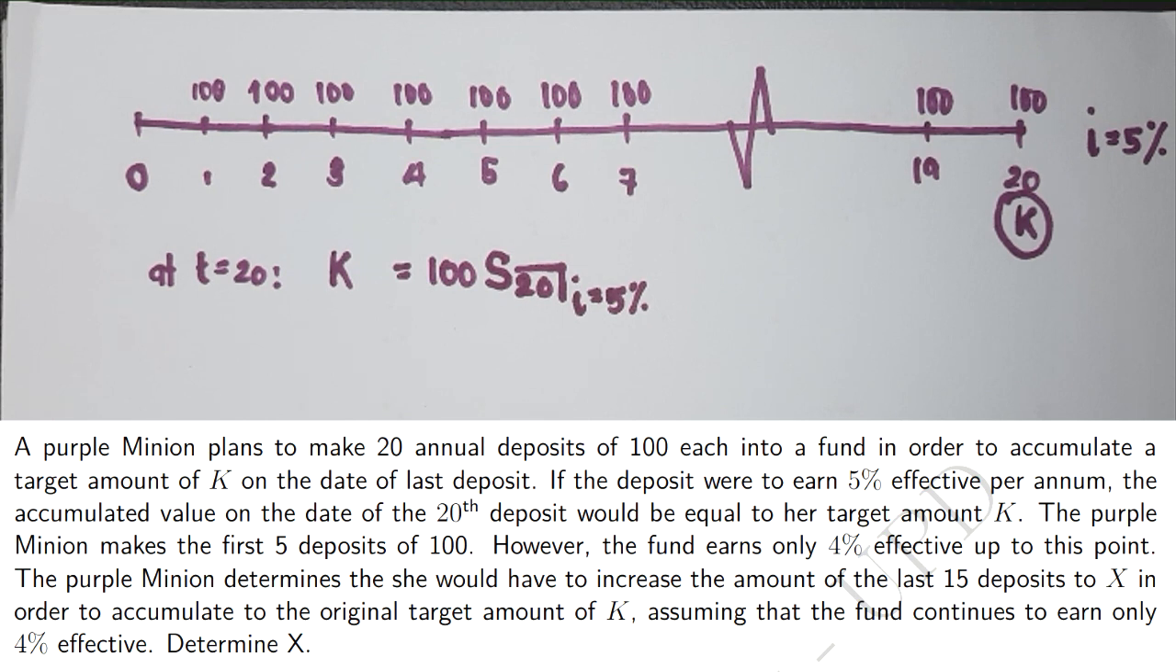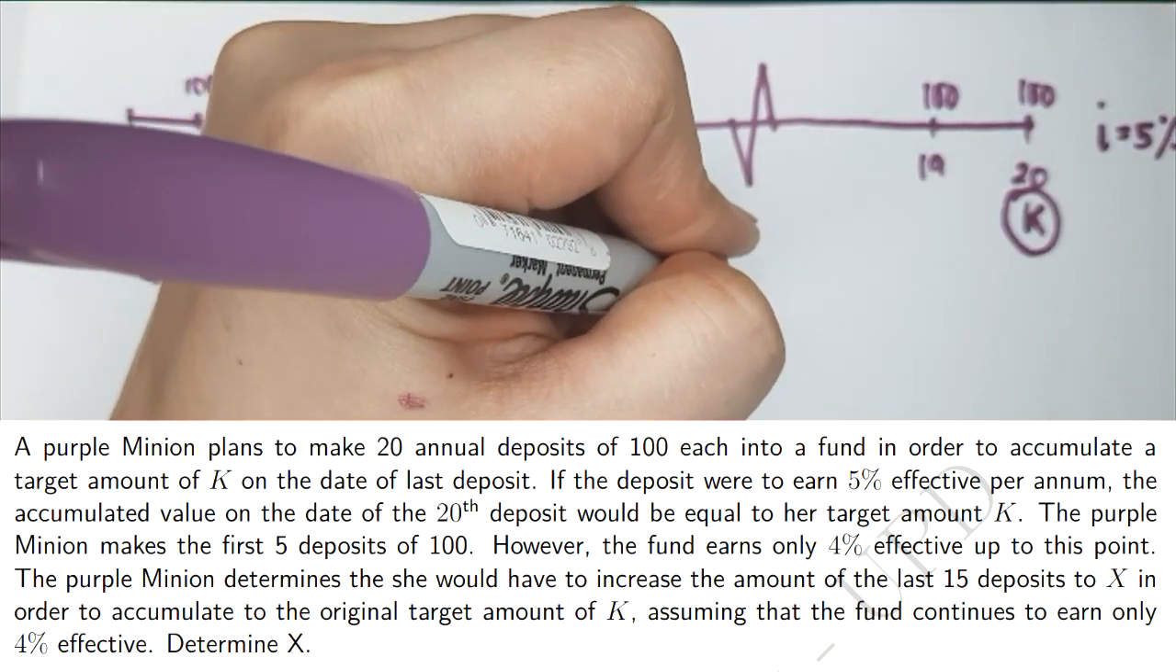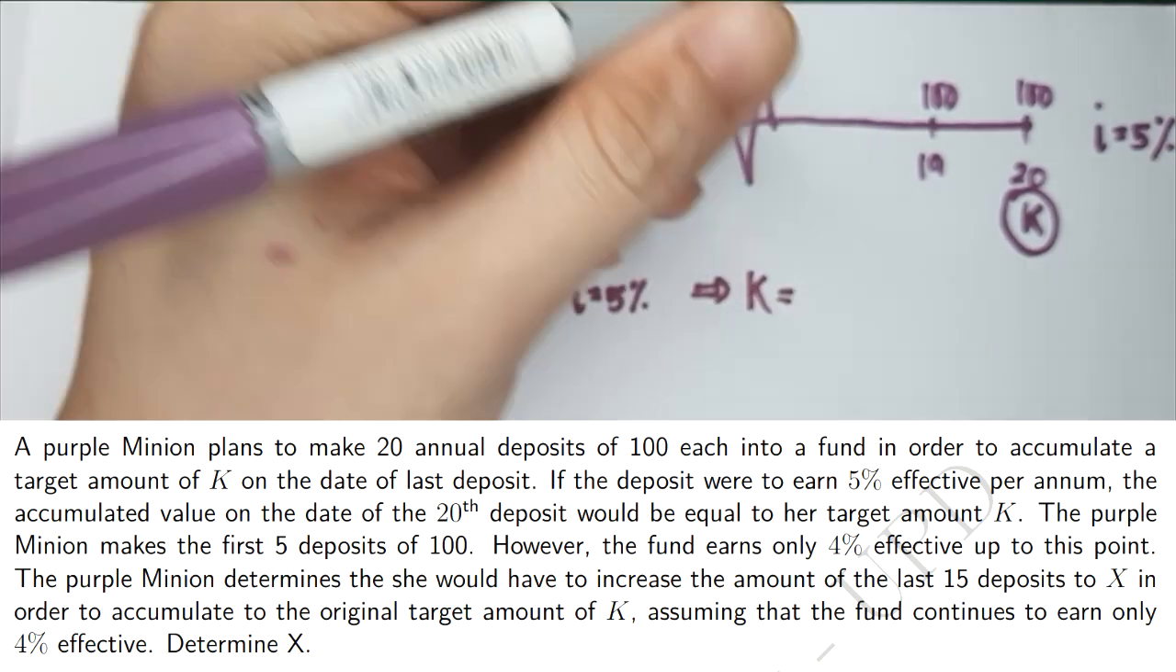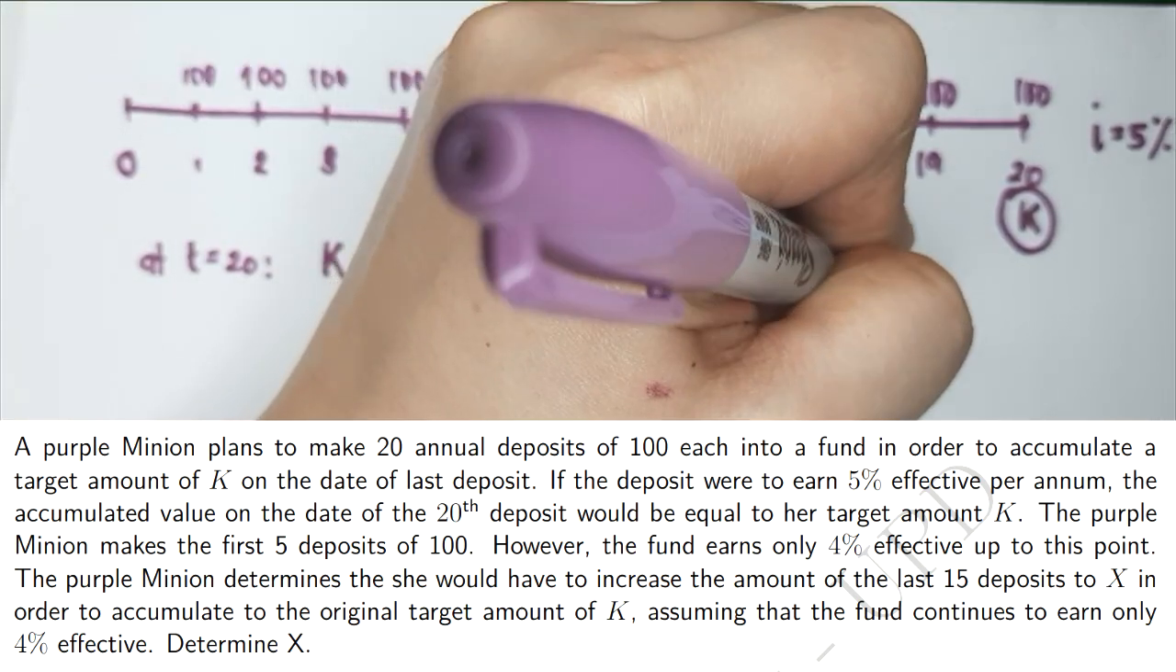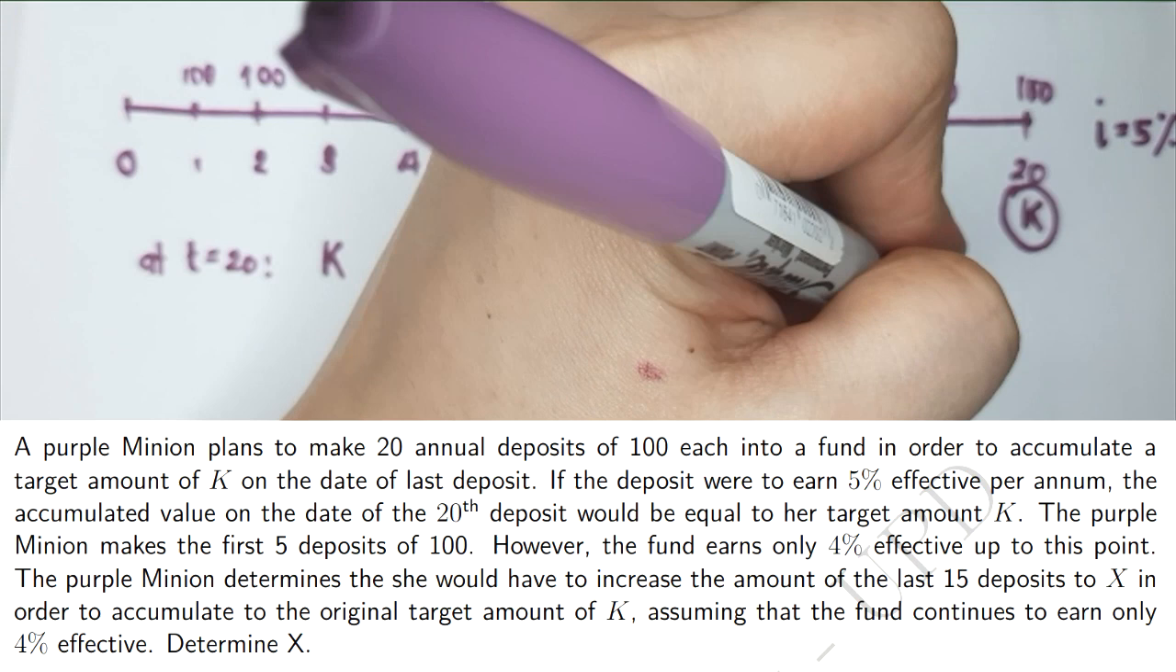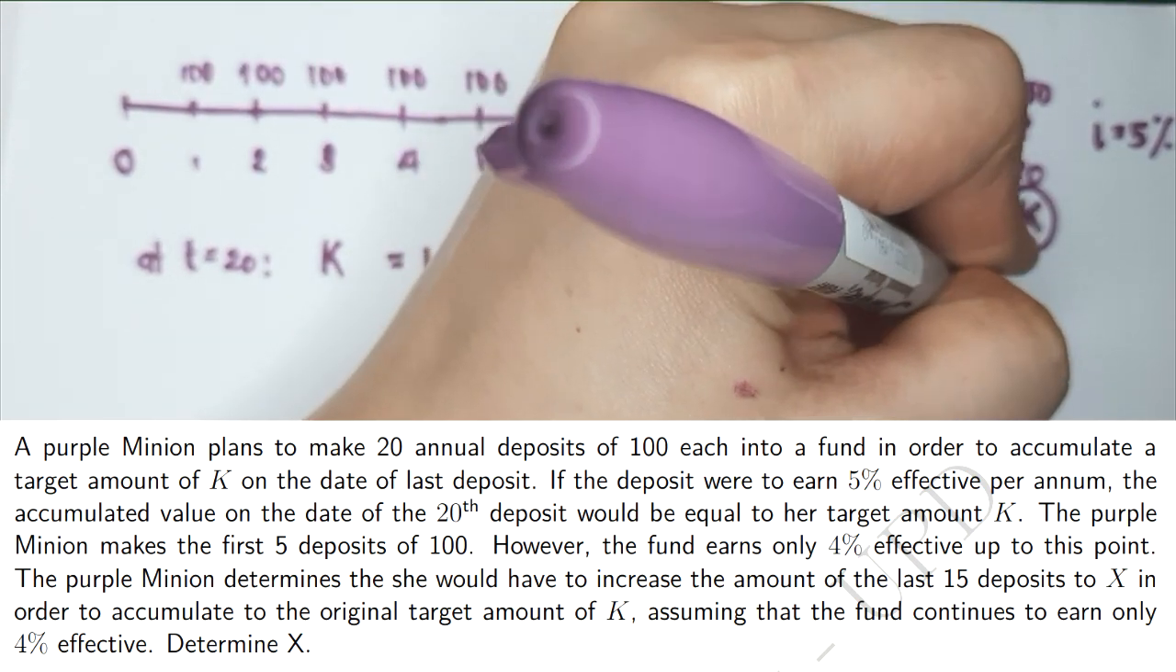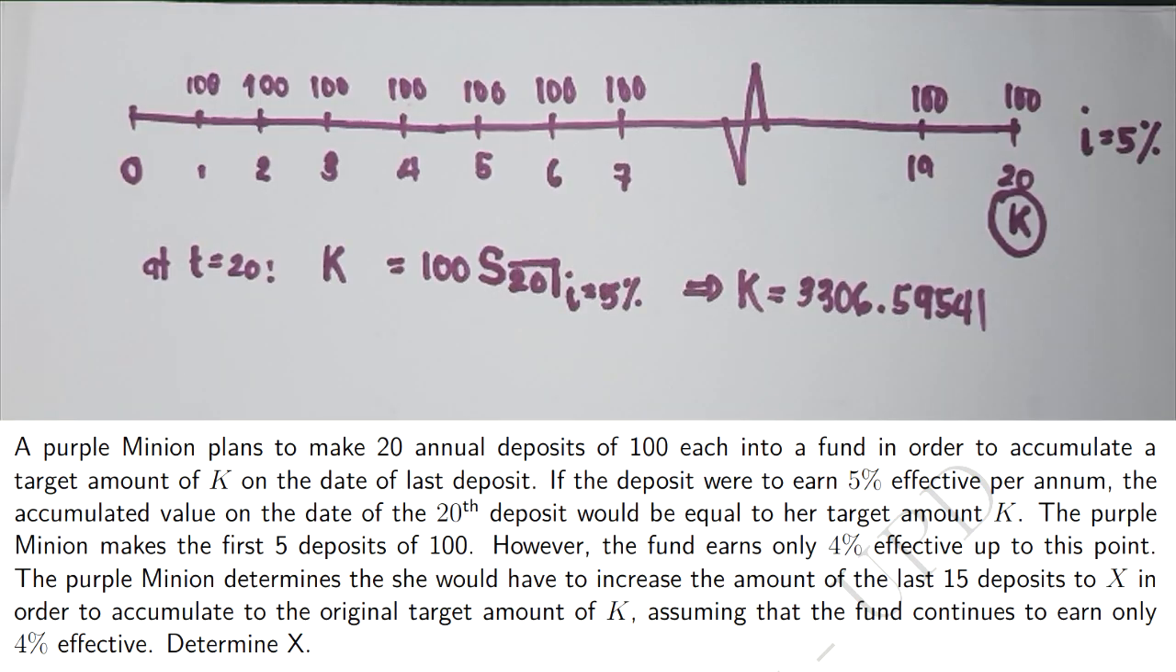So, please mag-practice, mag-evaluate ng mga actuarial symbol. So, you will get K equals 3,306.59541. Now, there is a problem, okay? After making 5 deposits, hindi nag-earn yung fund ng 5%. Ang ina-earn lang ng fund is 4%. So, mas mababa doon sa ine-expect niya.